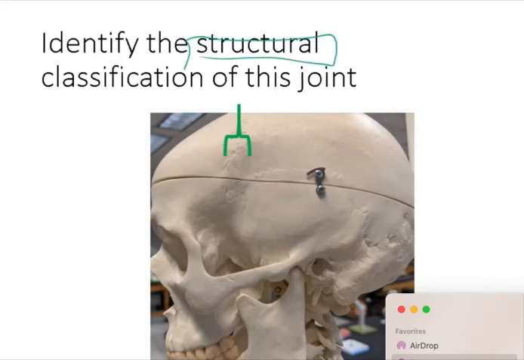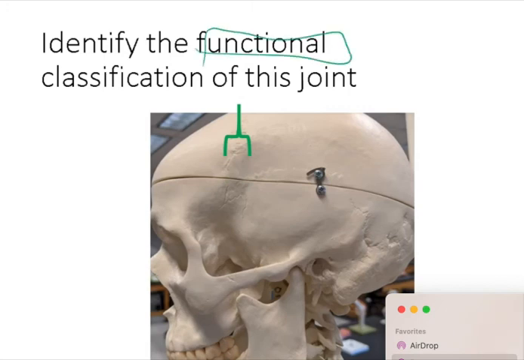Okay, identify the structural classification of this joint. Again, structural means that it must be fibrous, cartilaginous, or synovial. So this is the joint between the skull bones. Okay, remember the skull bones are different bones when we're first born, and then as we age, they fuse together. So ultimately, when they fuse together, they have this strong fiber that interweaves them and holds them very firmly together. So this would be a fibrous joint, fibrous joint.